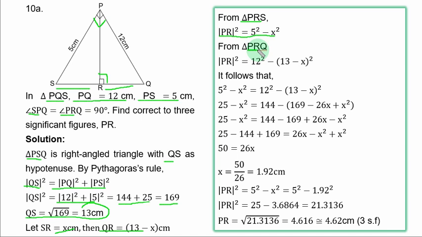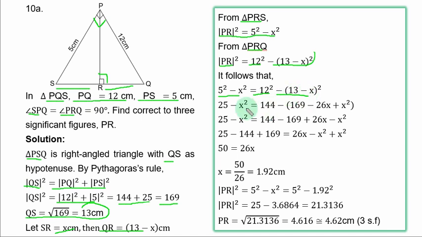From triangle PRQ also, if you write the Pythagoras rule and you make PR the subject, you have 12 squared minus bracket open 13 minus x, that is for QR now, squared. In both equations, they have this equal left hand side. By implication, the right hand sides are also equal. So you have 5 squared minus x squared is equal to 12 squared minus bracket open 13 minus x squared.